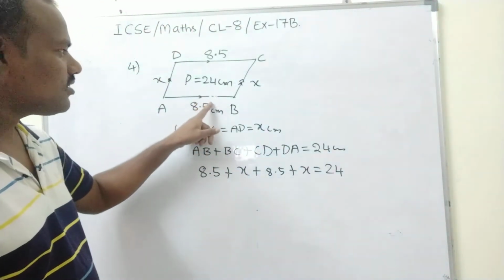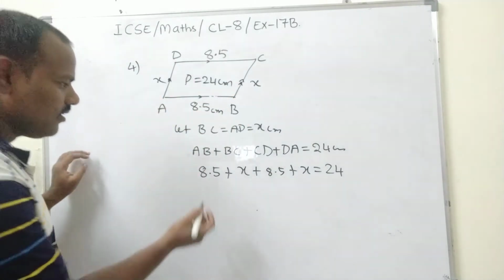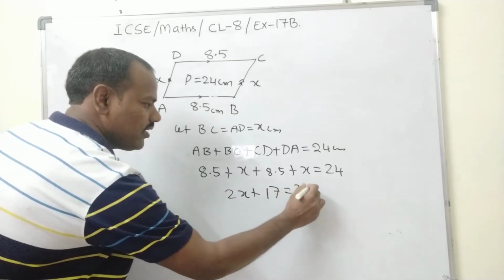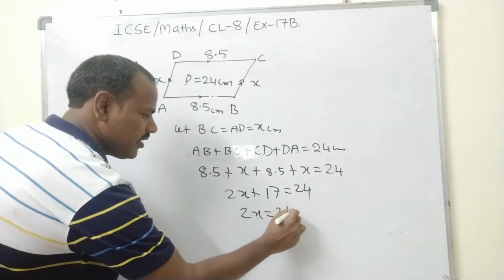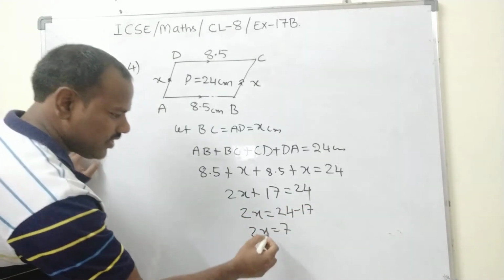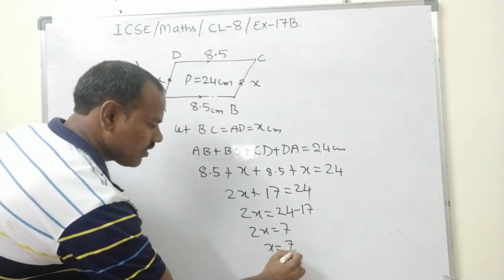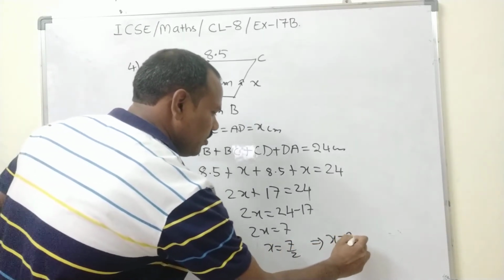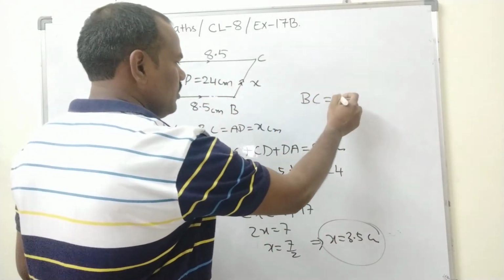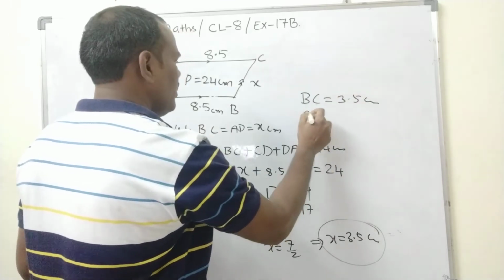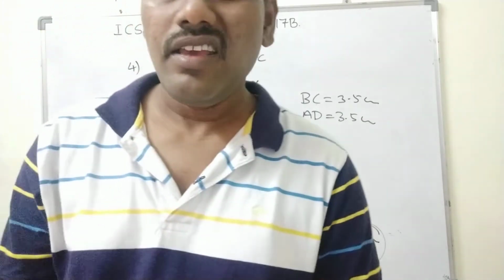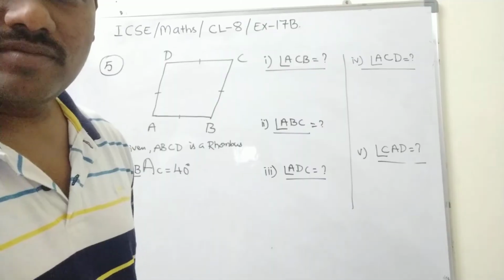So x plus x is 2x, 8.5 plus 8.5 is 17, equal to 24. 2x equal to 24 minus 17, equal to how much? 7. So 24 minus 17 equal to 7. x equal to 7 by 2. So that is equal to 3.5 centimeters. So therefore BC value is equal to 3.5 centimeters and AD value also 3.5 centimeters. Done. Silly question, very simple one.